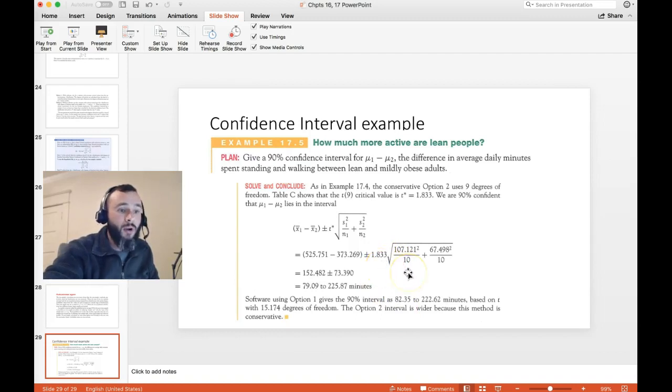And then under the square root, we have the same adjusted standard deviation where we're substituting in the s's because we don't know the population sigmas, and we run all this through and we get our lower limit of 79.09 and our upper limit of 225.87 minutes. And so that is our confidence interval for a two-sample t problem.